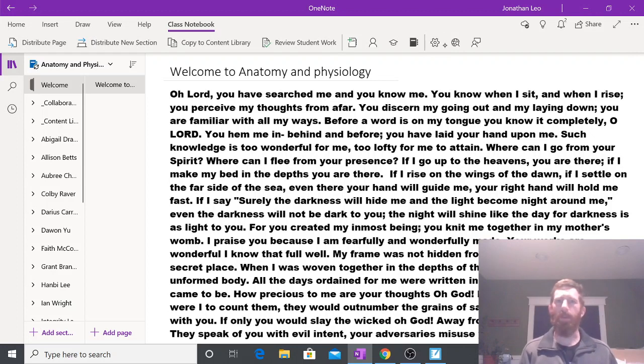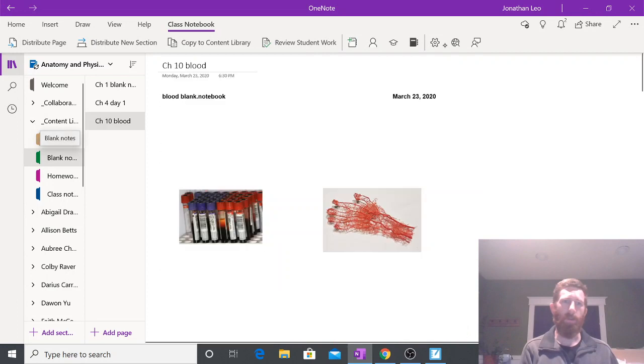I have put a copy of the blank notes on OneNote. It's in two places, actually. If you go into Content Library, blank notes, it's right there, but you can't write on that. That's just a backup copy if you want to print it or save it, or if you mess up your copy, you can copy and paste it and whatnot.